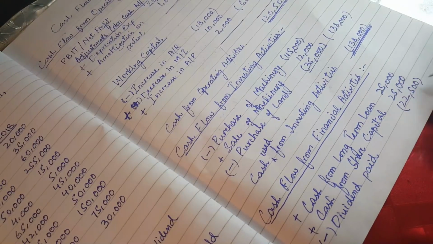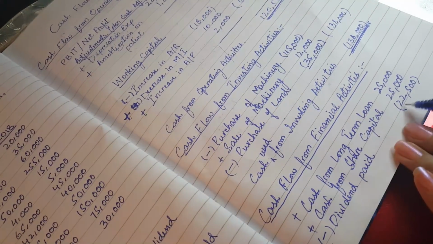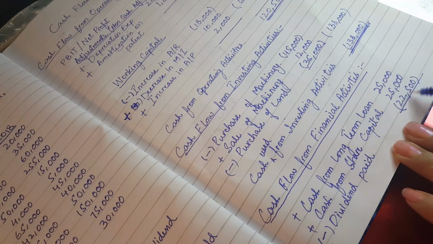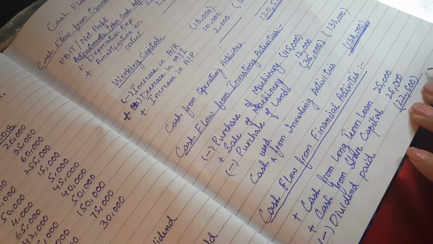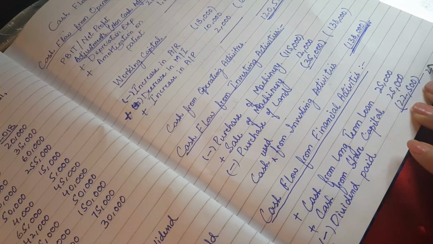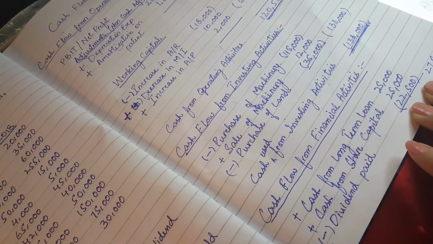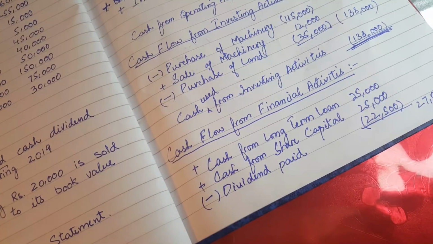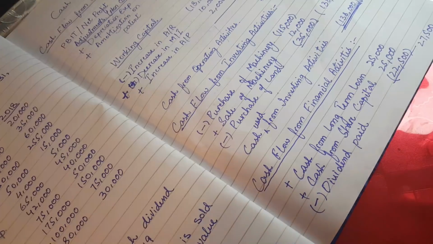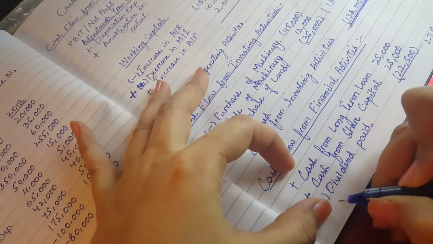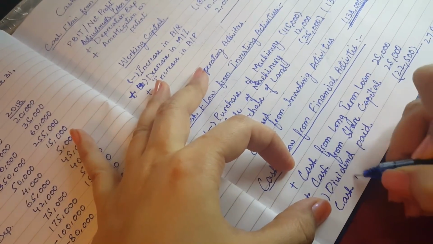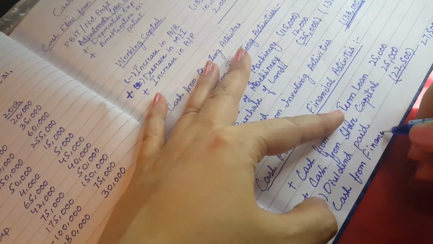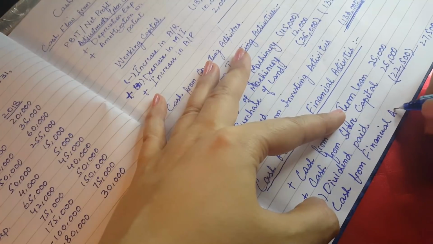So now after calculating, the answer is positive. These two will be added, and from that this will be deducted, and the answer comes 27,500. It's a positive figure, so it means cash is generated from financial activities. We will write it as cash from financial activities.